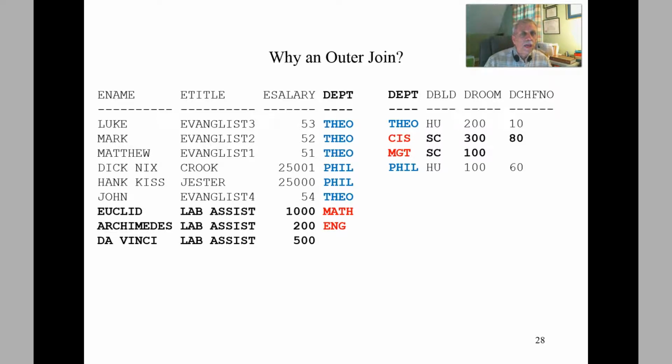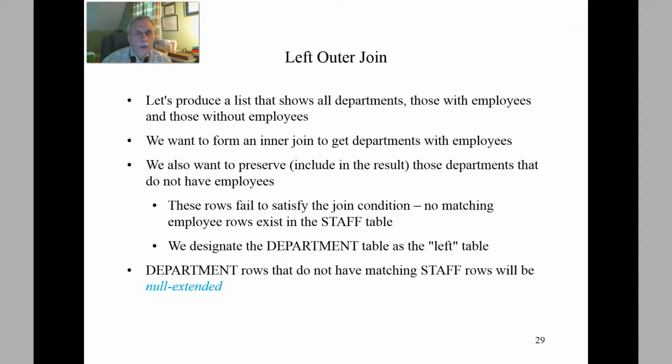So let's take a look at how we actually accomplish this. Let's begin with a look at the left outer join. Our goal in our example will be to produce a list of all departments. Some of these departments will have employees assigned. Other departments will not have any employees.